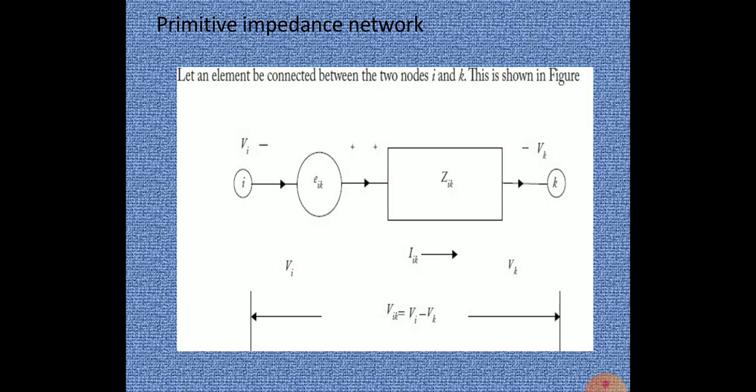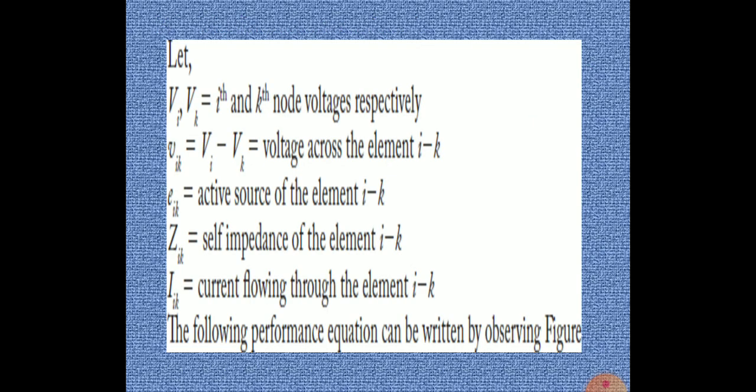So this is a primitive impedance network. Here the element is connected between two nodes I and K, as shown in the figure. The voltage at bus I is V of I, and the voltage at bus K is V of K. The current flowing between the two buses I and K is represented as I of Ik, and the formula is Z of Ik into V. So we know that Z is equal to V by I.